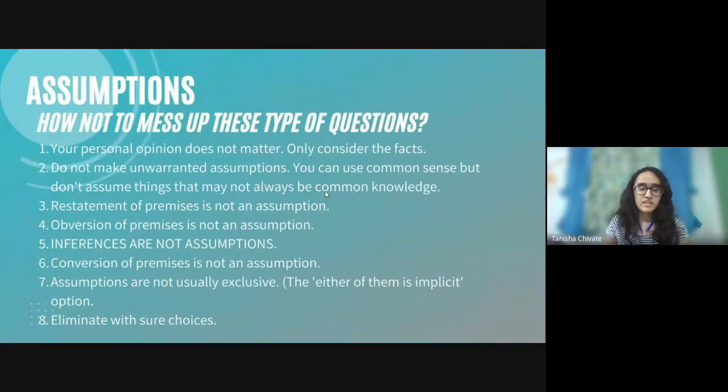And eighth, eliminate with short choices. Elimination is the key to critical reasoning. With assumptions, even if you don't get all of them, let's say you have three assumptions given and the options are: only 1 or 2 is correct, 2 is correct, and so on.